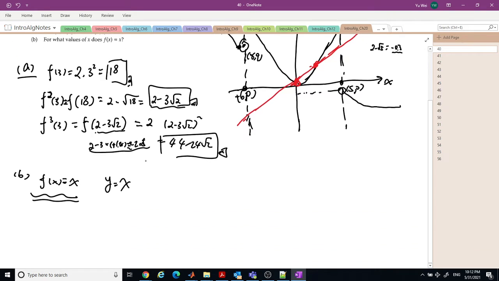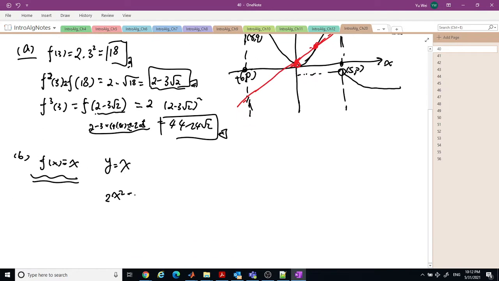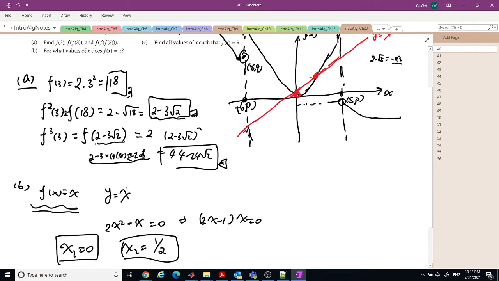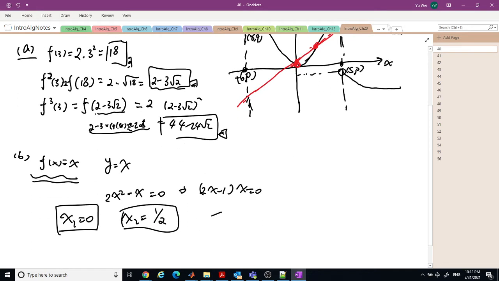Now let's solve the equation. In this section, 2x squared minus x equals 0. So we have (2x minus 1) times x equals 0. So x1 equals 0 and x2 equals 1/2. Both points are within the range of -6 to 5, less than or equal to 5 and greater than or equal to -6. So that's the answer.